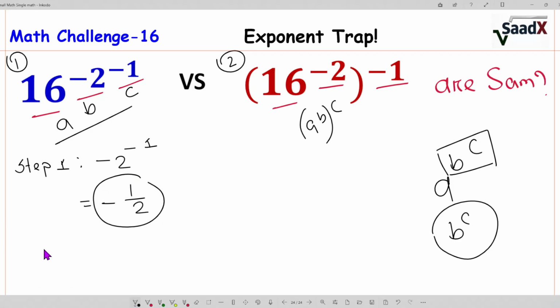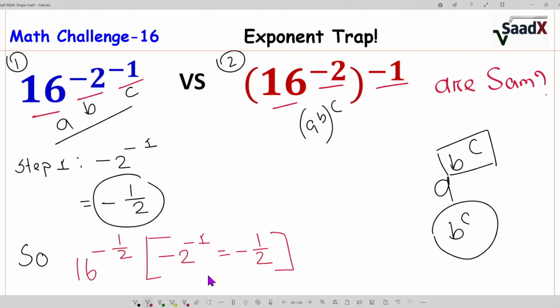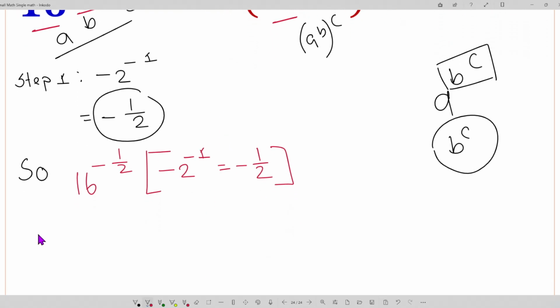So we can write 16 to the power minus 1 by 2, as minus 2 to the power minus 1 equals minus 1 by 2, right? Now look, what do you think? A to the power 1 by 2, what does it mean? It means root a, right?